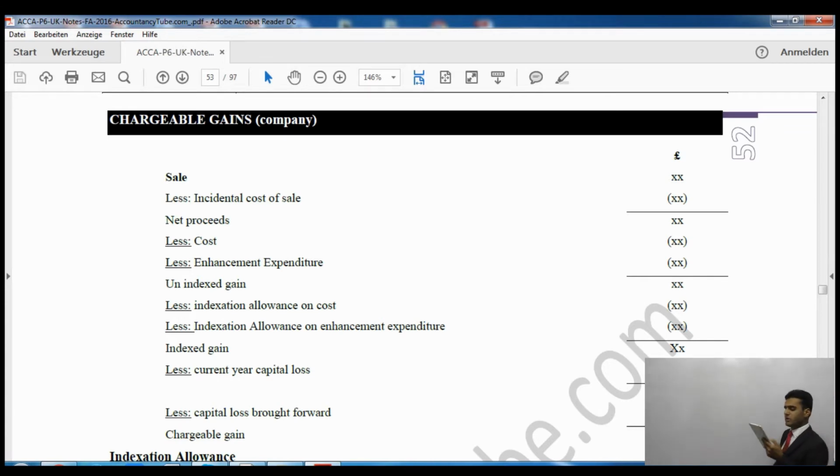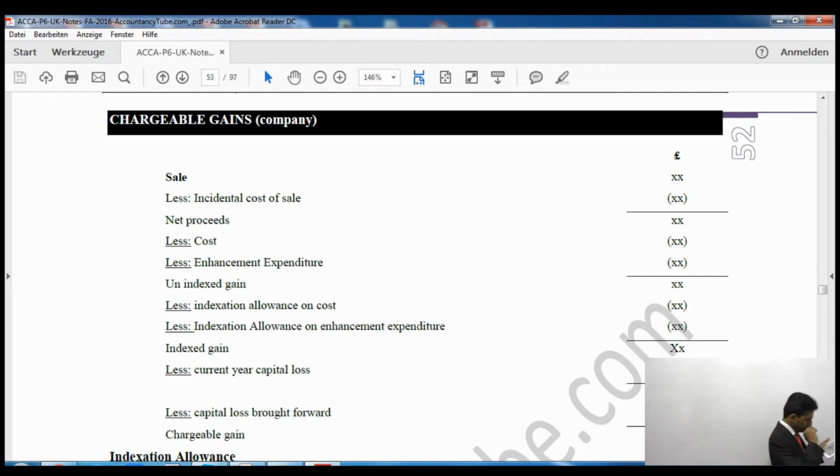We'll take sales and we'll deduct the incidental cost of sales, and we'll deduct cost and enhancement expenditure out of that, and that will be known as unindexed gain. Out of that, we'll have to deduct the indexation allowance, calculated both on the cost and enhancement expenditure, and the remaining is going to be indexed gain. And out of that, we'll have to deduct the capital loss, current year one, and any brought forward loss as well, and the remaining is going to be chargeable gain.